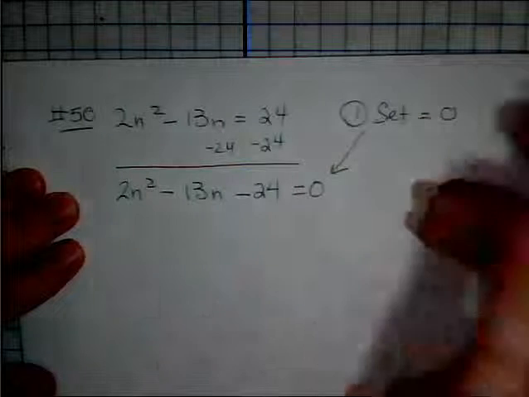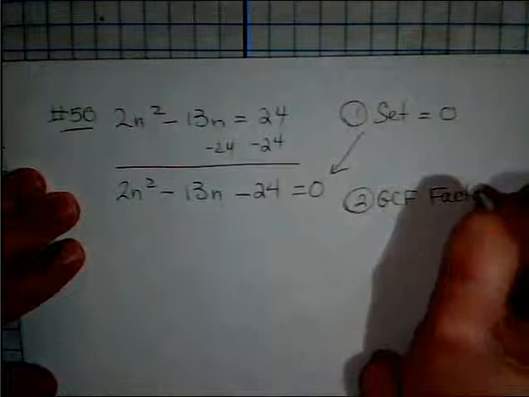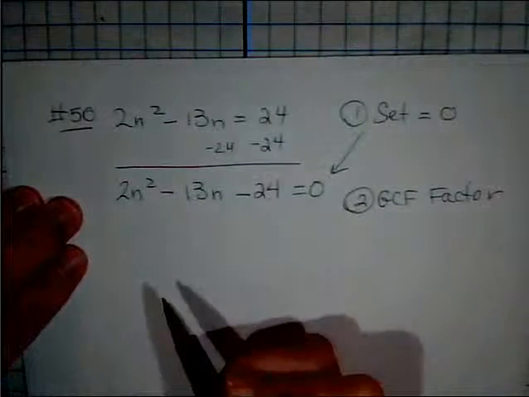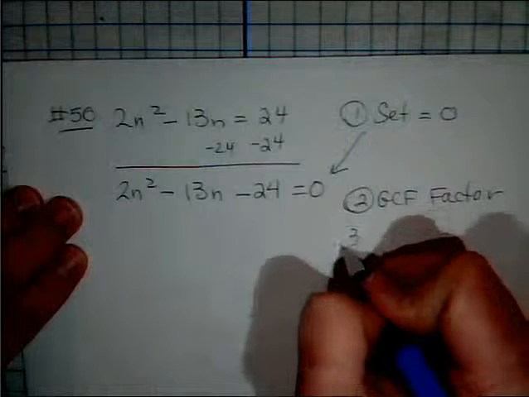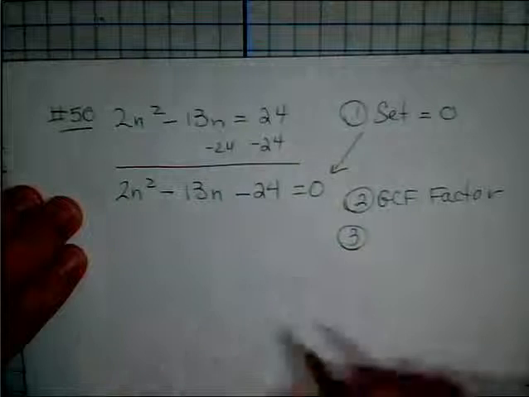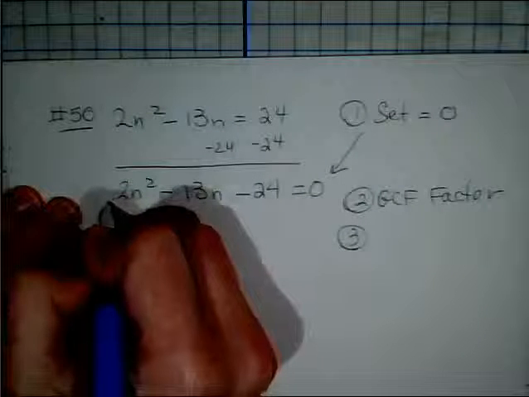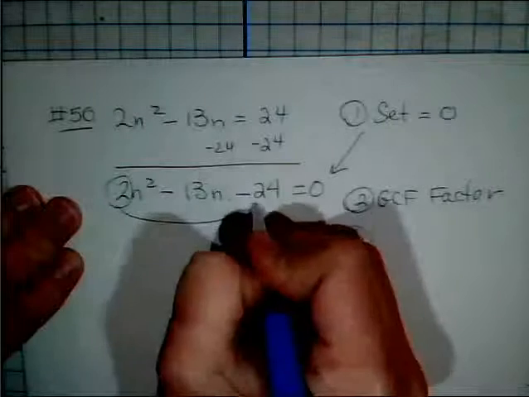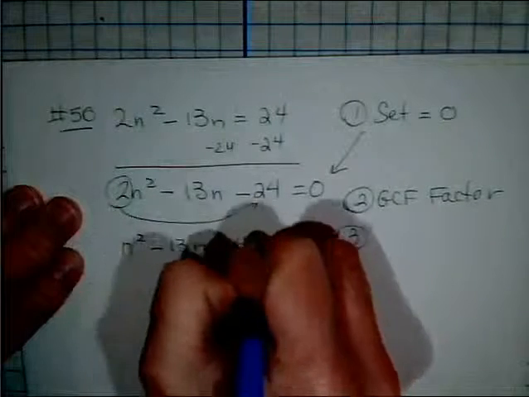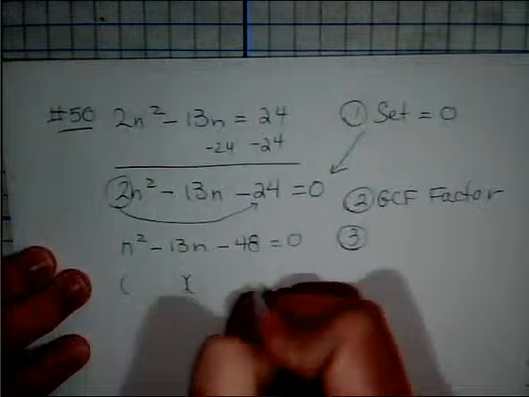Now, looking at this, I'm going to GCF factor it. Now, do I have a GCF between those three terms? Not really. So I'm going to use the slide and divide method. You could factor it. However, if you can do your factors and you're pretty fast at that, that's fine. I'm going to show you slide and divide again. We're going to slide our 2. So I have n squared minus 13n minus 48 is 0. And then I'm going to factor that.